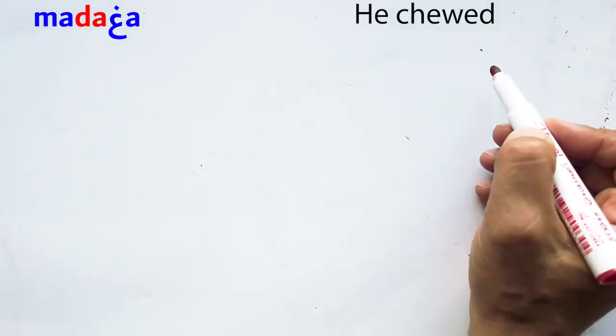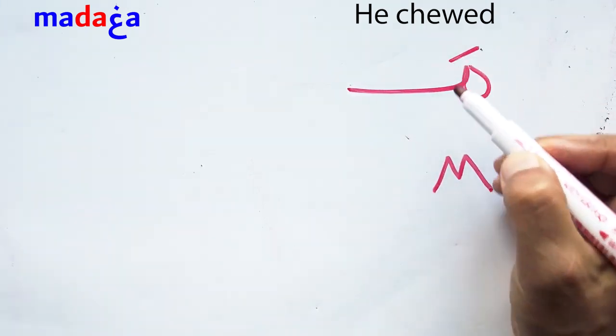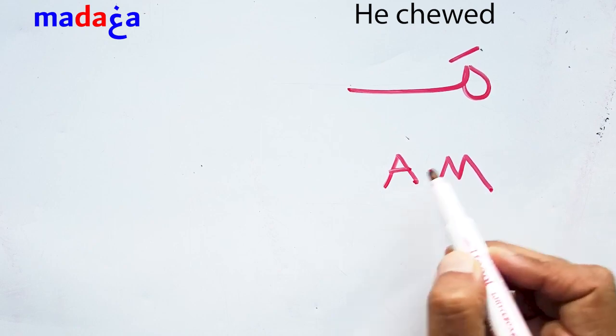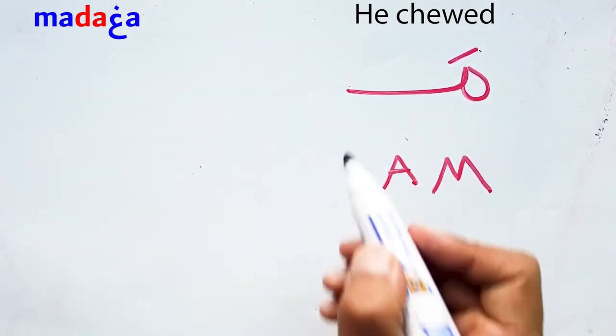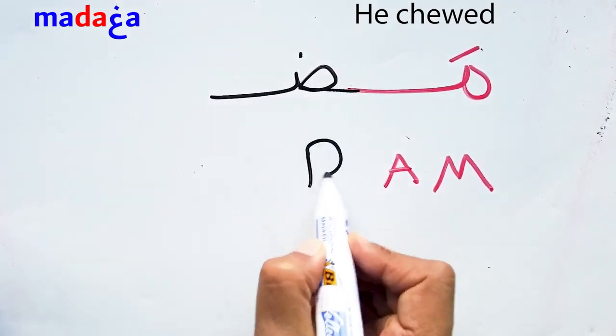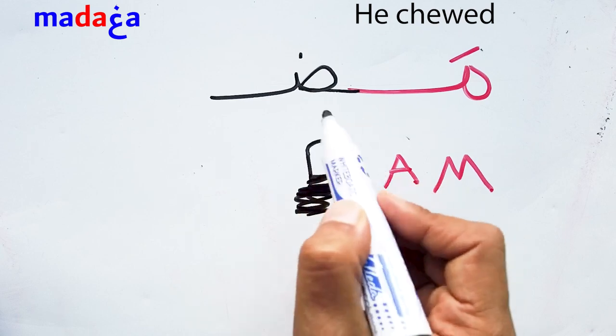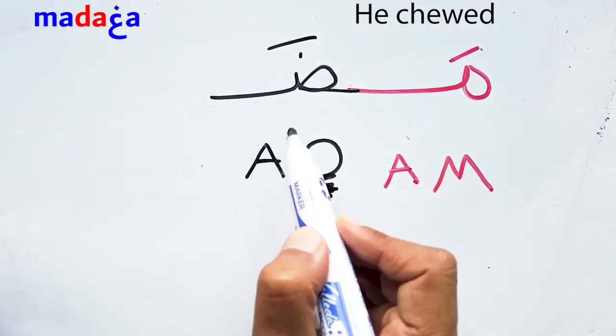Madagha. The sound of M. And here fatha, it sounds like A, so we have ma. Da, the sound of strong D. So again, strong D. It's not D, it's strong D. Da, fatha, it sounds like A.